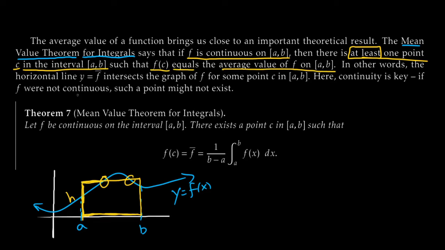That is, just like we drew, the horizontal line y equals f bar, y equals the average value, does intersect the graph of f for some point c in a, b. So here I've got 2 points, maybe like c1 and c2, and at those points, my function is equal to its average value. There's 2 of them here, but what this is saying is that there has to at least be one. Now, continuity is super key here. If we didn't have a continuous function, such a point might not exist. And it's not at all hard to come up with examples.